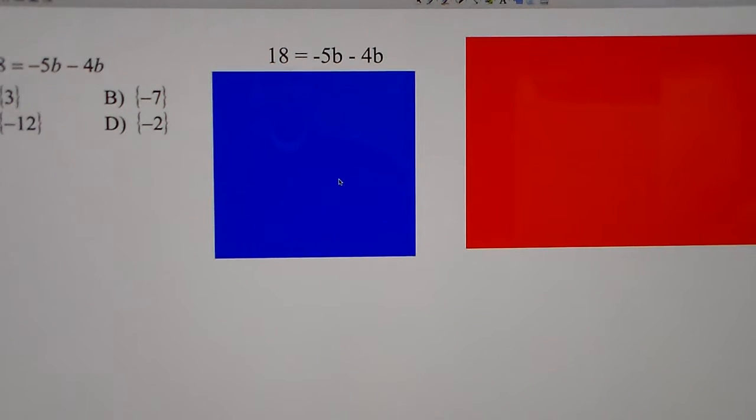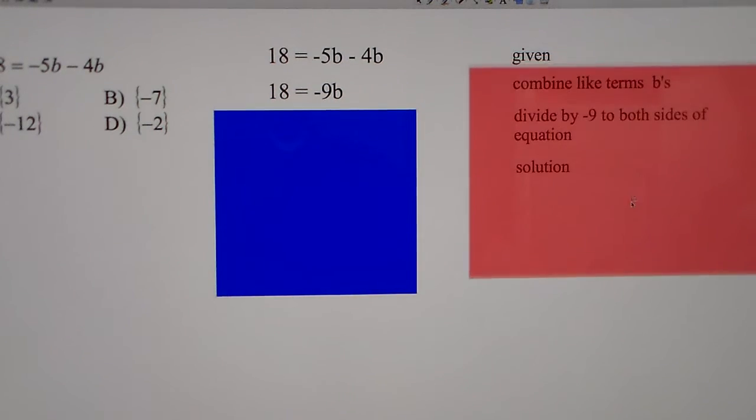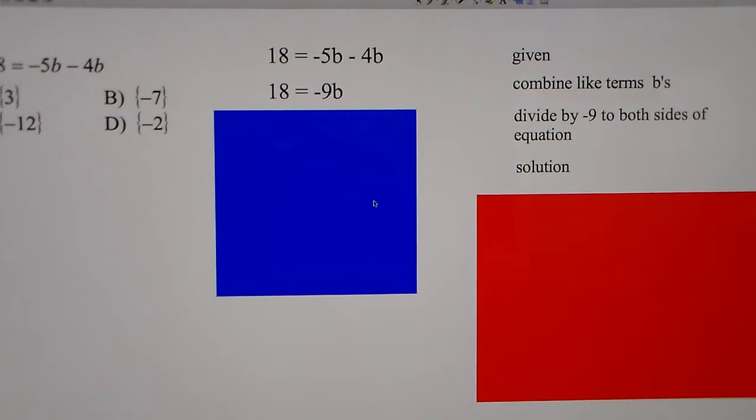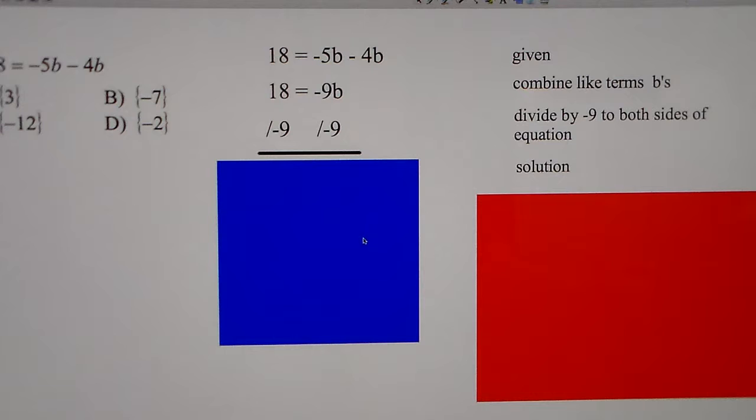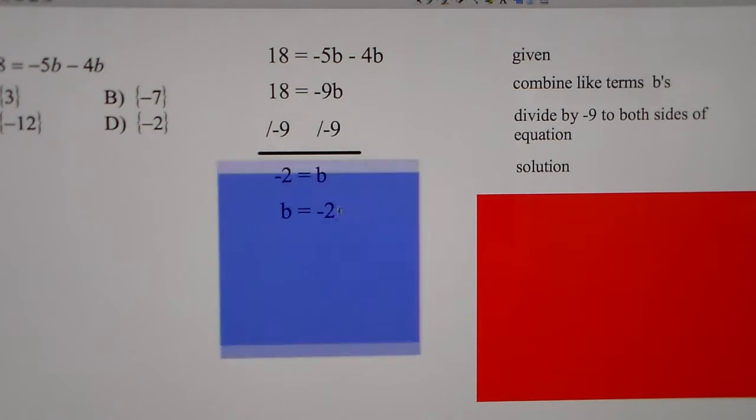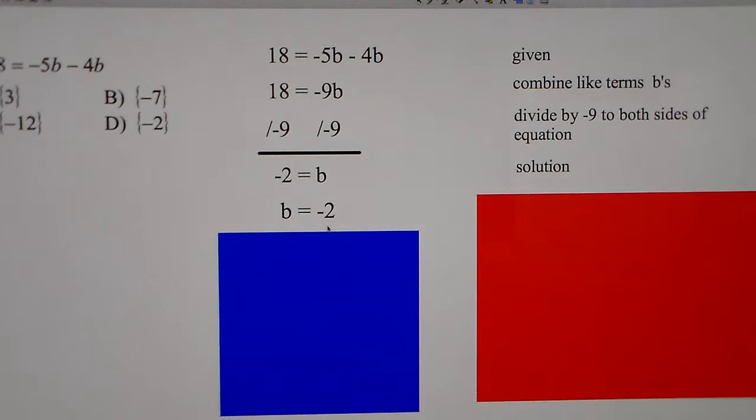Number 11. Here's our problem. 18 equals negative 5b minus 4b. We first combine our like terms. So negative 5b minus 4b gets you negative 9b. Then you divide by 9 to both sides. Divide by negative 9, because it's a negative 9b. And then you get negative 2 equals b, or aka b equals negative 2. And that's our solution for number 11.